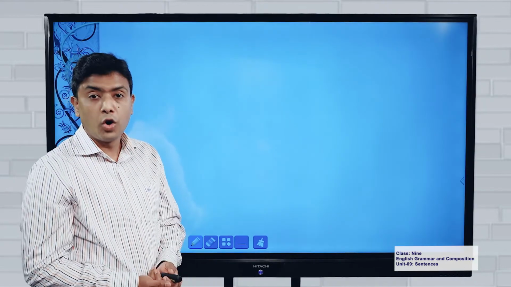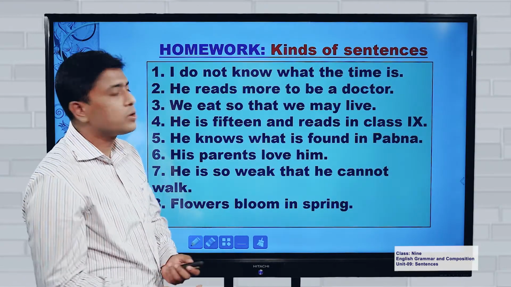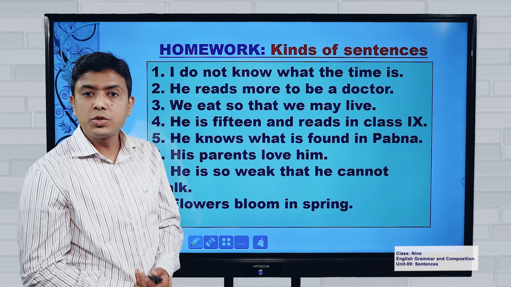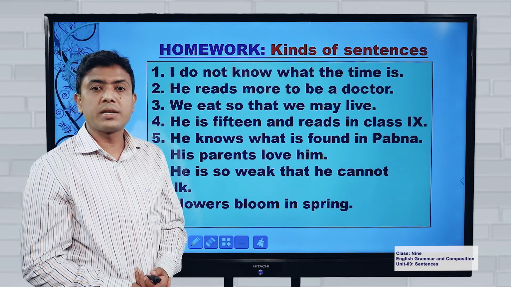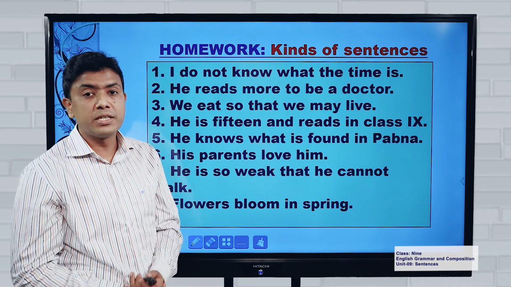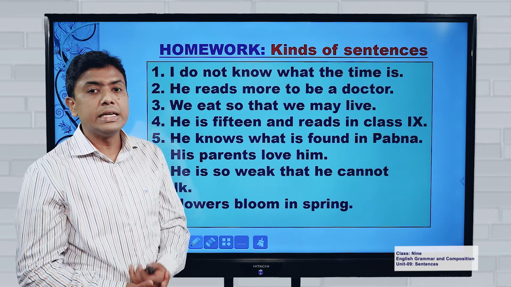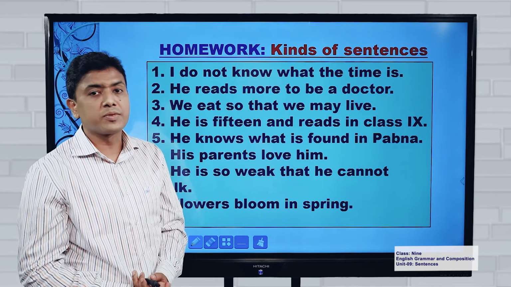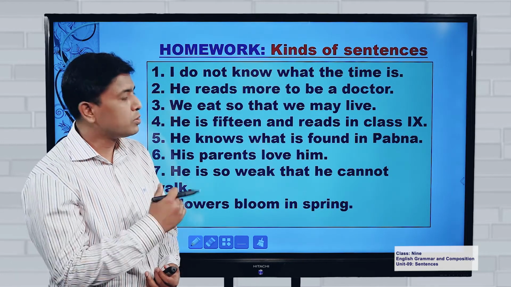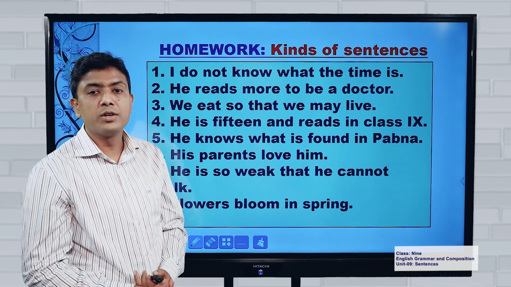Now is the time for homework. This is going to be your homework: kinds of sentences. You have to identify which one is a simple sentence, which one is a complex sentence, and which one is compound. You know the structure already. So now you can easily identify those kinds of sentences. I wish you good luck with this homework. Remember, when school opens, submit this homework to your teacher.